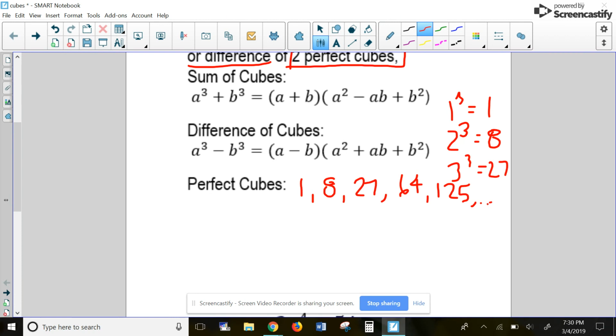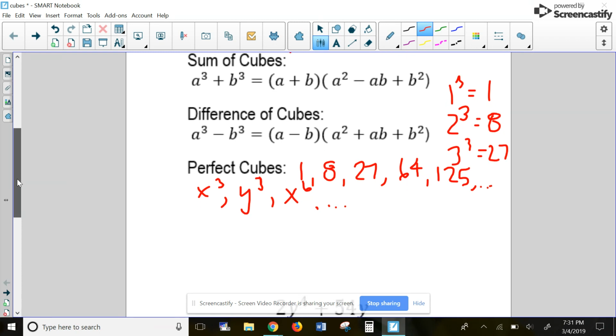Remember, we can also have variables. So what would be x times x times x? That would just be x to the third power, right? You could have any variable to the third power, or y to the third power. You could even do, what if I had 2 x's and I was doing that to the third power? I could have x to the 6th. That would be a perfect cube. And we can keep going with this list also. So anything you can multiply by itself 3 times is going to be a perfect cube. So we're going to be looking for those.